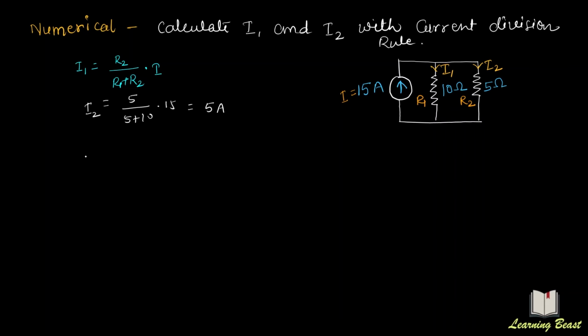Similarly, the formula for I2 is equal to, so this is I1, R1 divided by R1 plus R2 into I. This should be equal to, the value of R1 is 10 divided by 10 plus 5 into value of I, that is 15 again. So I2 is equal to 10 ampere.